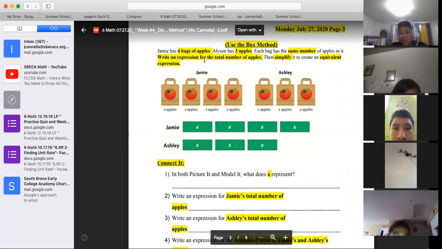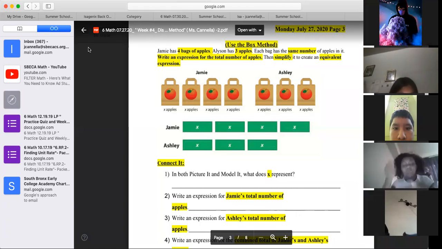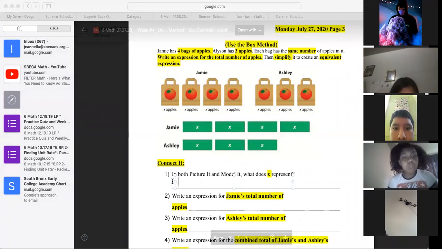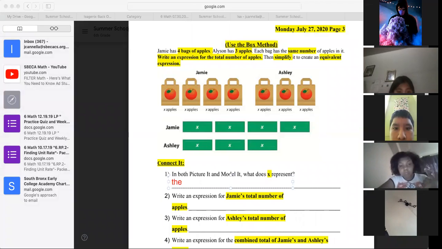All right, let's look at this. We know that there are bags, and each X represents the number of apples in there, right? X apples. How many apples does Amy have? 4. How many does Allison have? 3. Okay, connect it. In both picture it and model it, what does this X represent? What do you think? The number of what? The apples. Yeah, the number of apples, and you could put the number sign in.